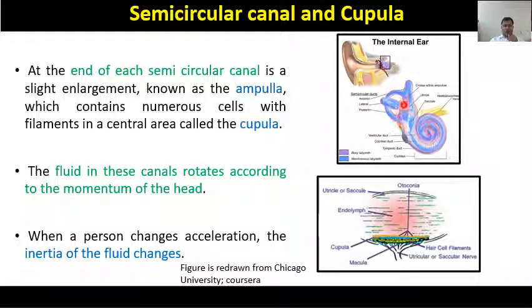In the semicircular canal, you can see in the figure, its terminal part is called the ampulla, and it has the cupula, a jelly-like structure, and the crista is present in the semicircular canal. So with the help of the crista, the fluid moves in the semicircular canal, and it rotates according to the movement of the head. When the person changes acceleration, the inertia of the fluid changes.